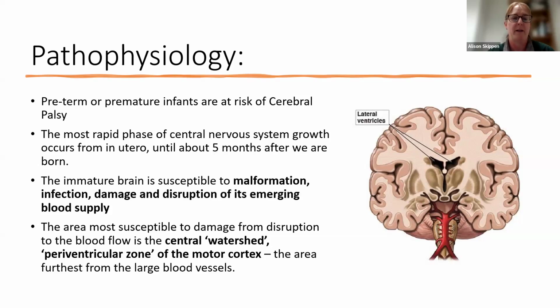And so there can be malformation, infection, damage, and disruption of emerging blood supply. We talk about this susceptibility being in the central watershed or periventricular zone of the motor cortex. You can see on this diagram the lateral ventricles, and around the lateral ventricles is what we call the periventricular area. This is particularly susceptible, especially in premature infants, and that can lead to periventricular leukomalacia or PVL. That's one thing that we talk about with premature babies a lot.